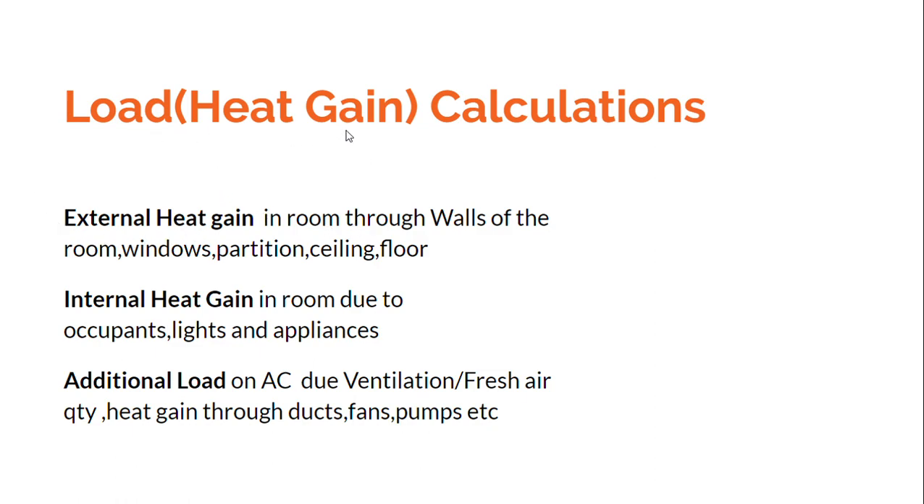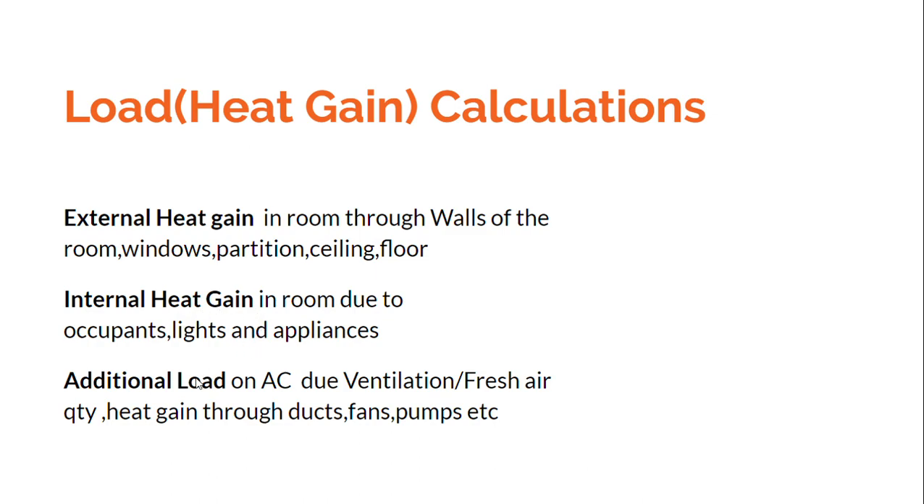The next step in the design is called load calculation. For summer conditioning, load calculations mean calculating the heat gain inside the room. We would do an elaborate video on load calculations. But for this video, load calculations would include the heat gain through the walls of the room, through the windows, through the partition, through the ceiling, and through the floor. Similarly, the heat gain would be because of the occupants working in that room, and because of certain appliances and lighting in the room.